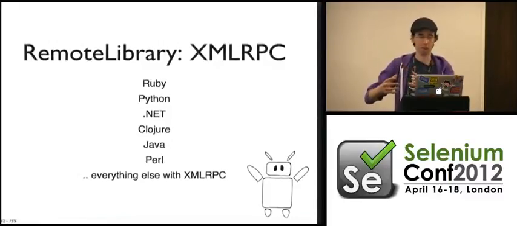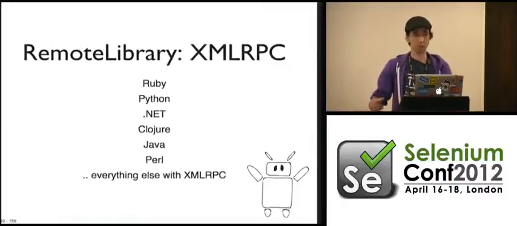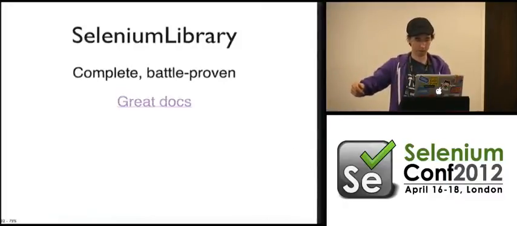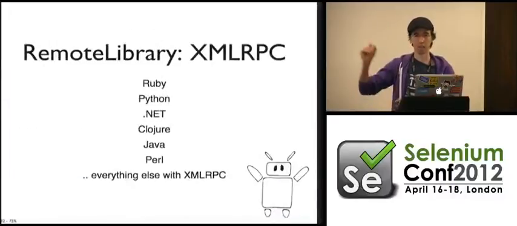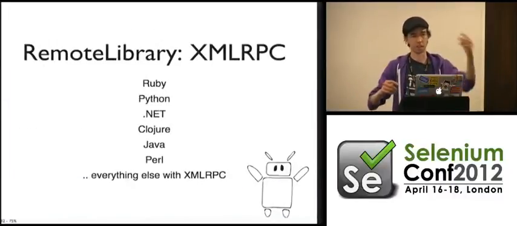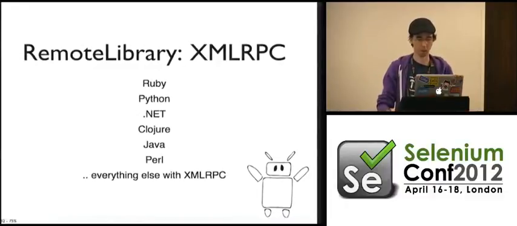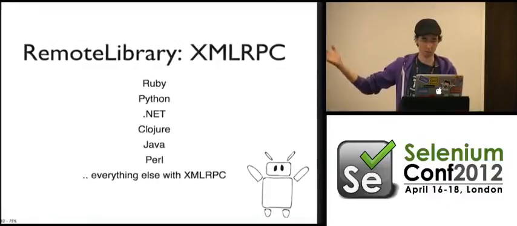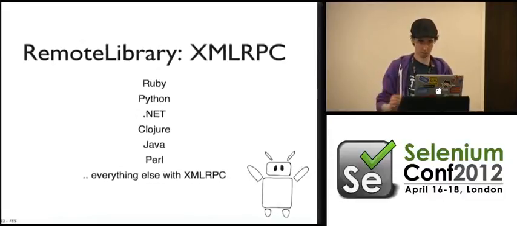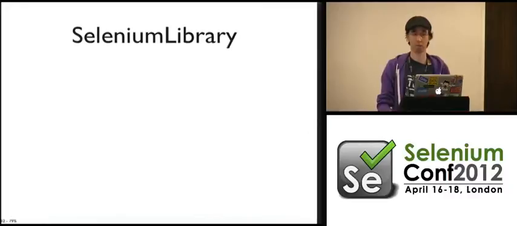Because I can imagine they have the requirement to start up a few services here and then dial into them via SSH or Telnet, and then spin up stuff here and test against that, and all these different systems are really well orchestrated with Robot Framework. For Python, Ruby, .NET, Clojure, Java, and Perl, there are client libraries available that you can directly plug into your system if it's written in one of those languages, and for everything else, if there's an XML RPC library available, that will work.